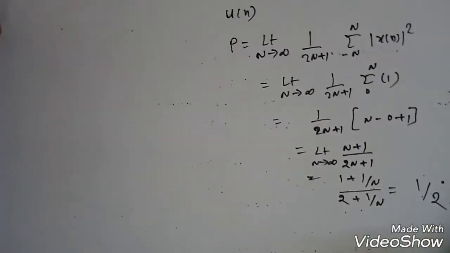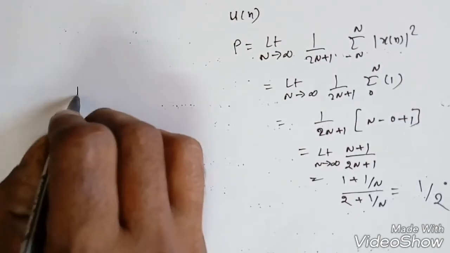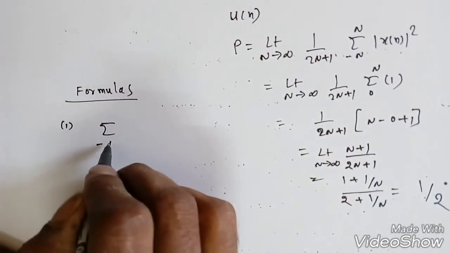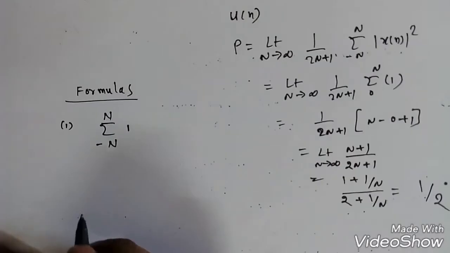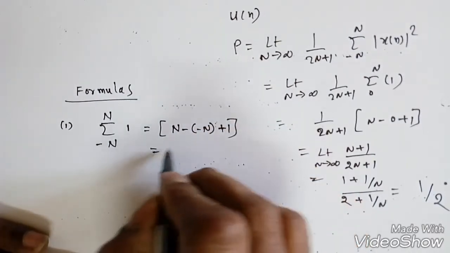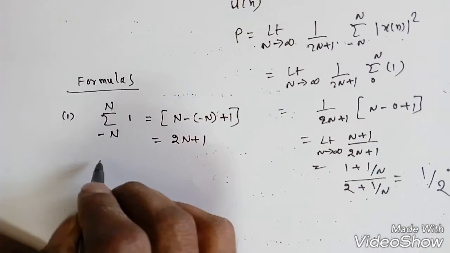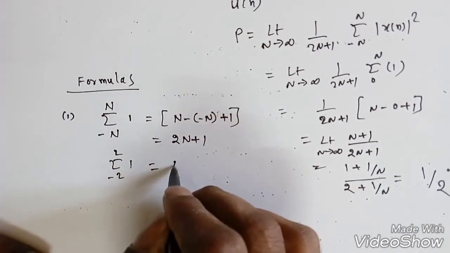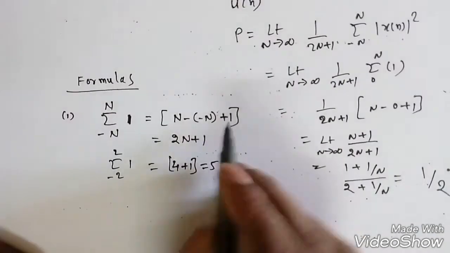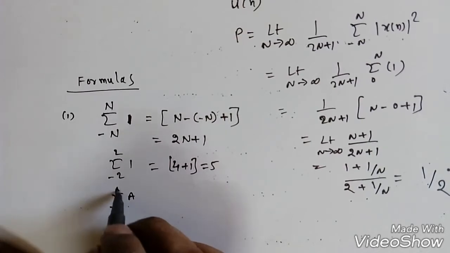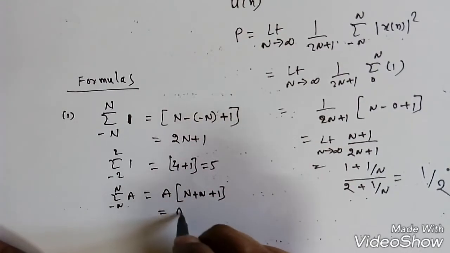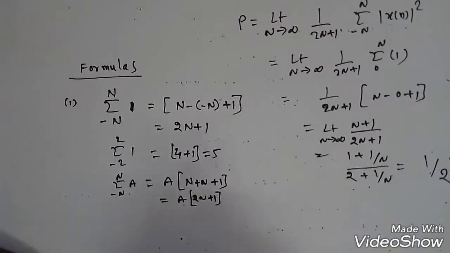Now, when we are finding the power in discrete time signals, we need three important formulas. The first one: if sigma is there and there are limits of constant, that is minus n to n, and this is 1, the resultant is upper limit minus lower limit plus 1, so it will become 2n plus 1. This is a constant, so if I take the example minus 2 to 2 of 1, it is 4 plus 1, which is equal to 5. So whenever there is a constant, it is upper limit minus lower limit plus 1. One more example, suppose a is here, minus n and n, so a into upper limit minus lower limit plus 1, so a into 2n plus 1. This is the first formula.